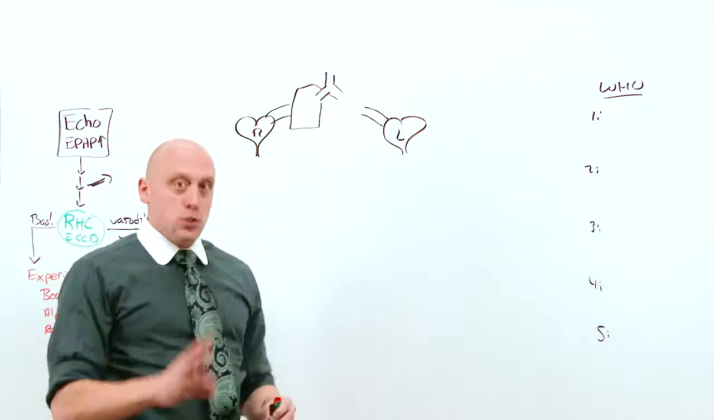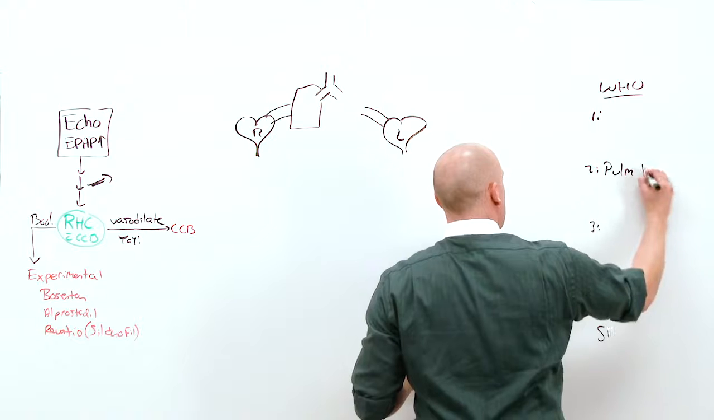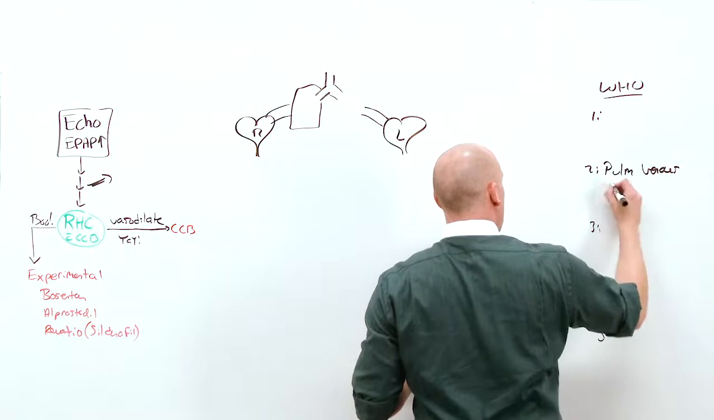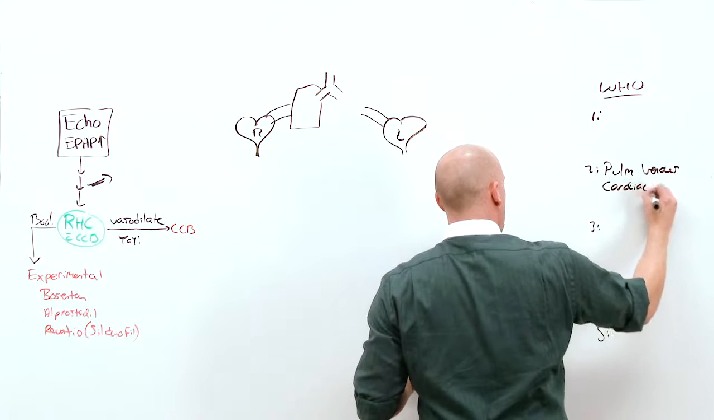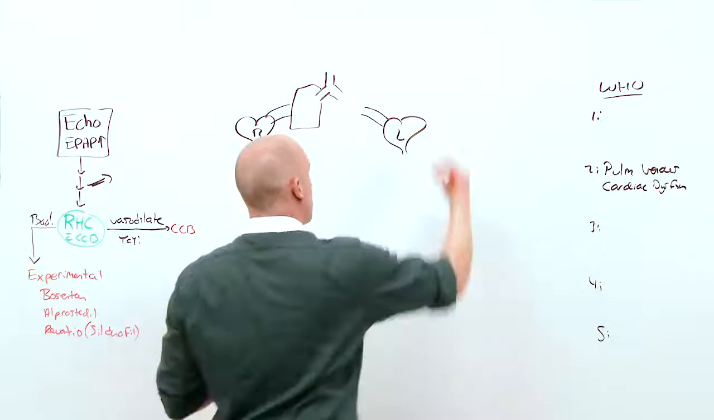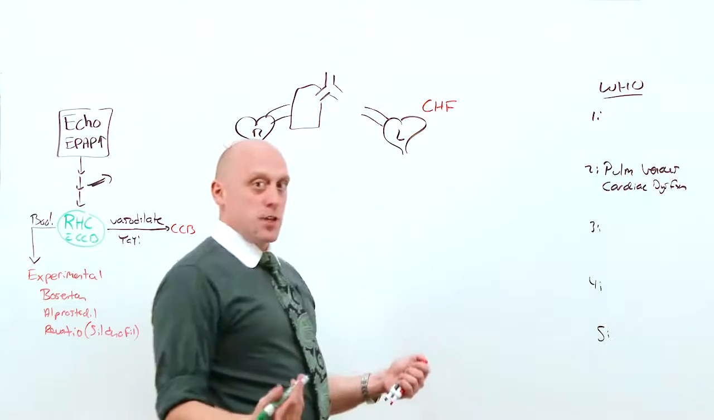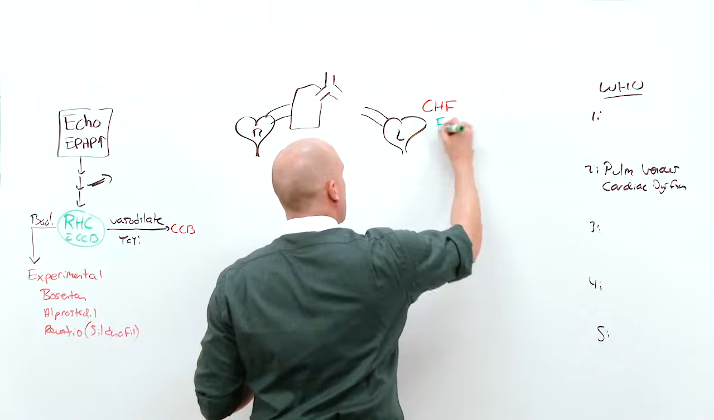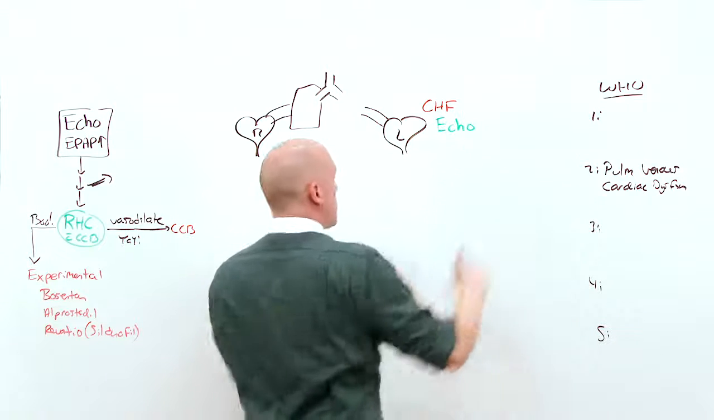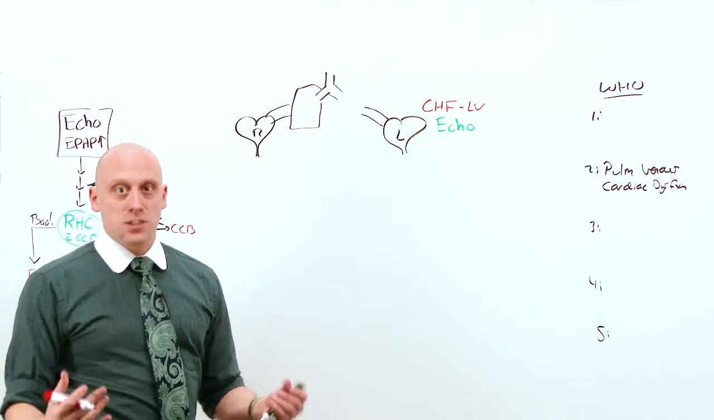This is group 2, pulmonary venous, caused by cardiac dysfunction. What you meant was CHF can lead to pulmonary hypertension. How do you look for CHF? You get an echo. Now the CHF obviously has to be left-sided, but it doesn't matter if it's diastolic or systolic.